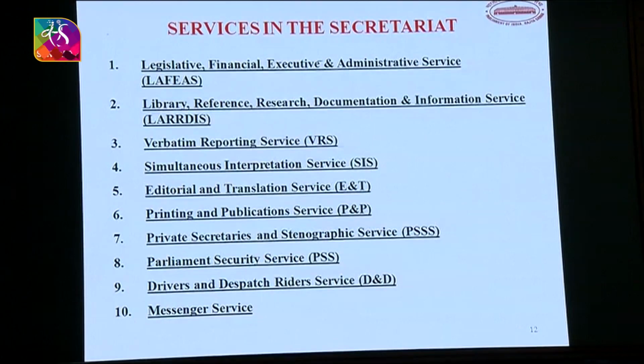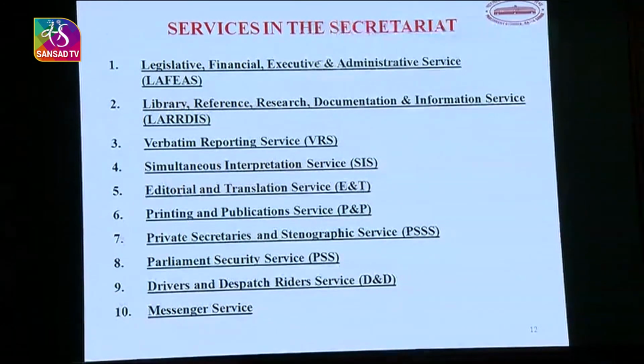And importantly, we have also a Parliament security service. You would see that at the entrance, at the reception, people are there to maintain the security of the parliamentary precincts.